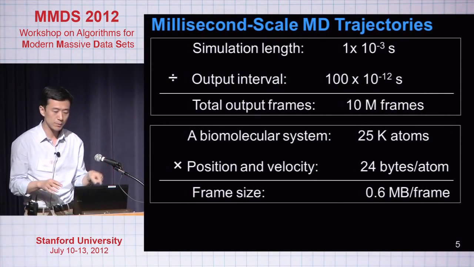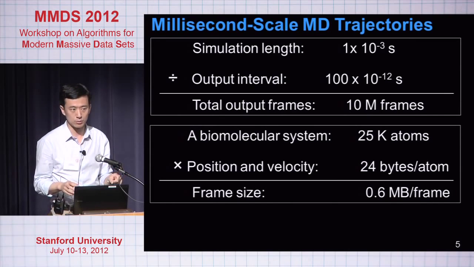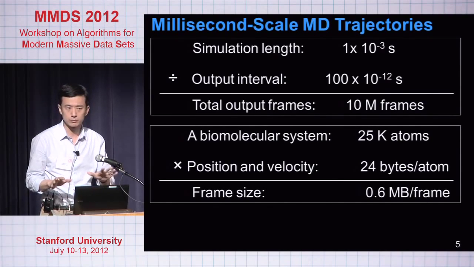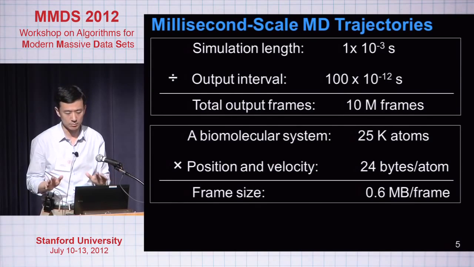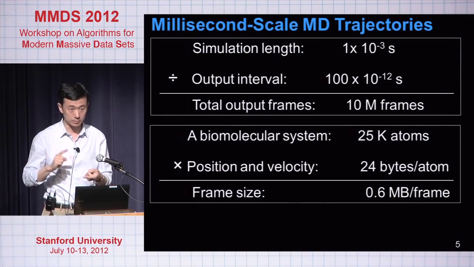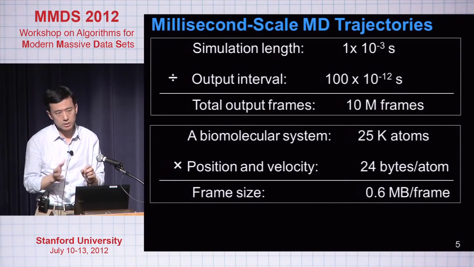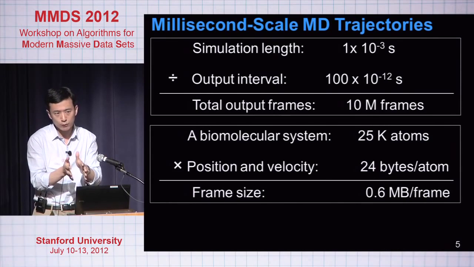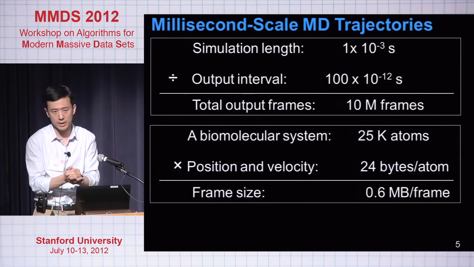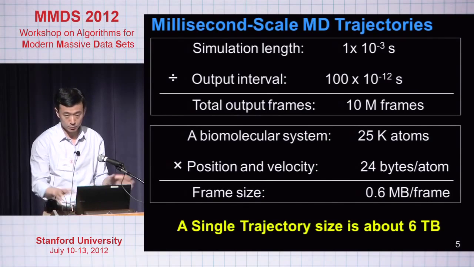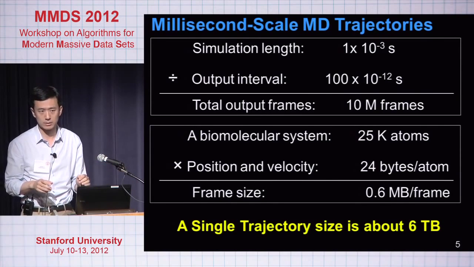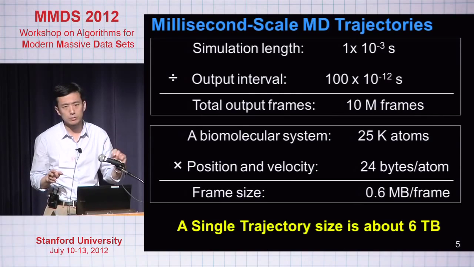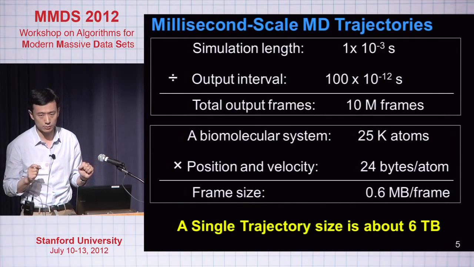Now, for a typical biomolecular system we simulate, we probably have 25K to 50K atoms. If we record only the positions of the atoms, it's a tiny amount of data, 24 bytes per atom. So each frame is only 600K. But if you put all these together, it's about 6 terabytes. Usually we have from 2 to 10 terabytes of data out of each single trajectory.